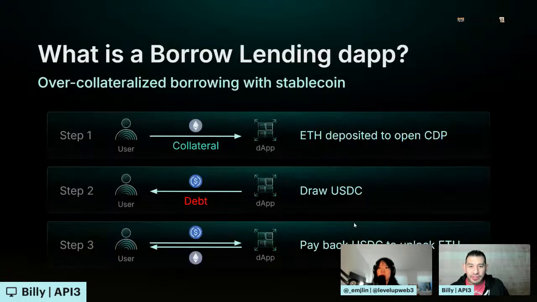So what is a borrow lending dApp in general, right? It's basically over collateralized borrowing with whatever asset you have. So it acts kind of like a central point of a bank, right?